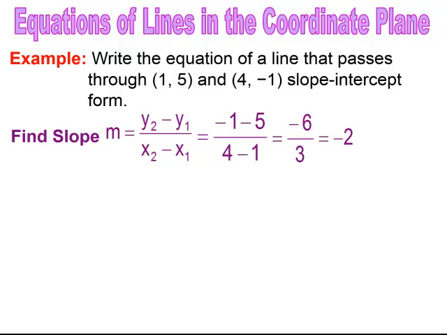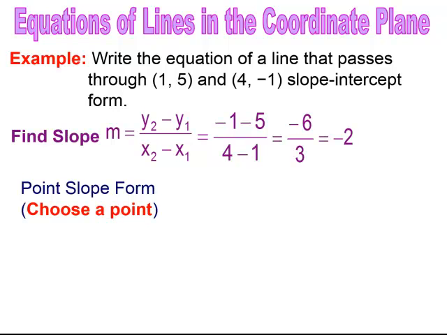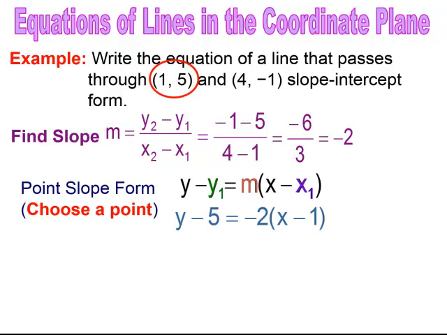So now that we have our slope, you can choose any of the points. Whatever point you choose, you're going to end up with the same equation. I always just choose the first point. You can choose the second, and you'll get the same equation. And you're going to use the point slope form to find the equation of the line. So I'm going to use the slope that I found, and I'm going to choose the first point.